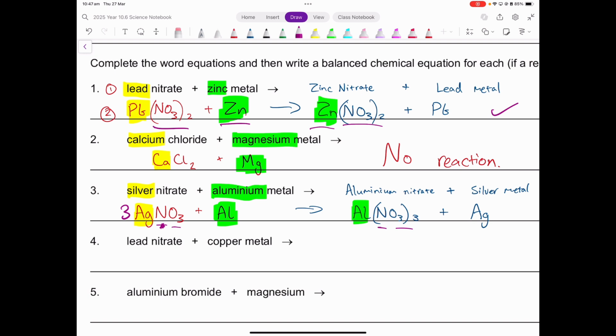I now have a look and my silver, I have 3 silver on the left, but I only have 1 on the right. So what do I need to do to the silver on the right? I need to write a big 3. And that has now balanced this equation.